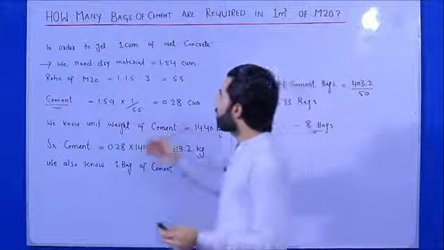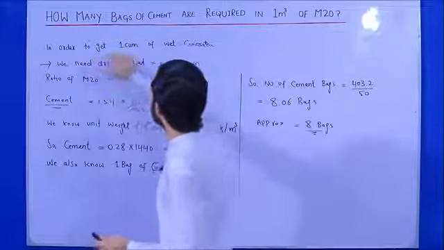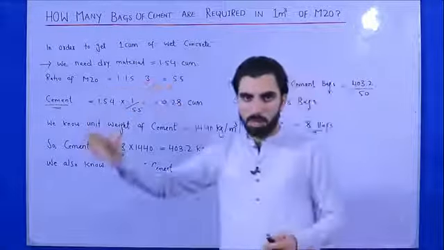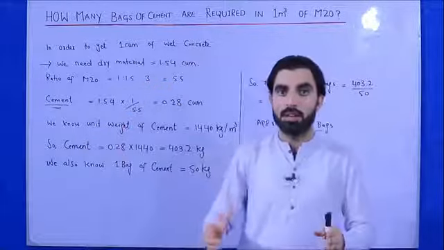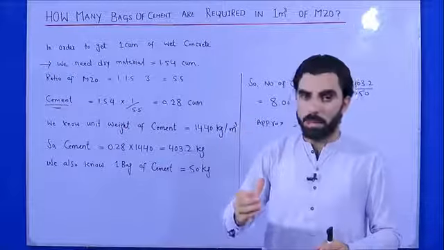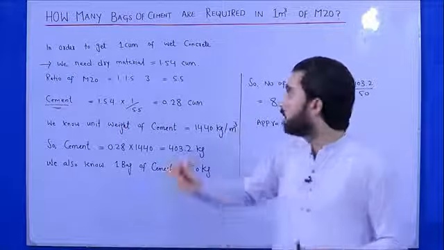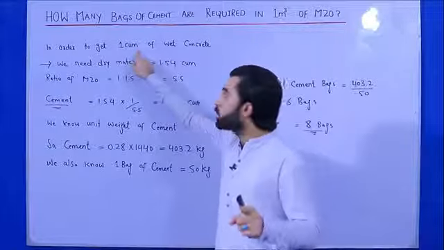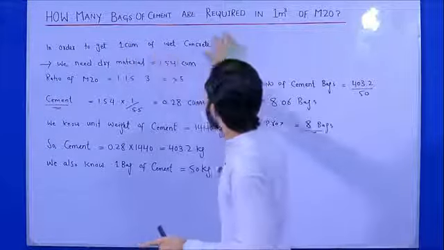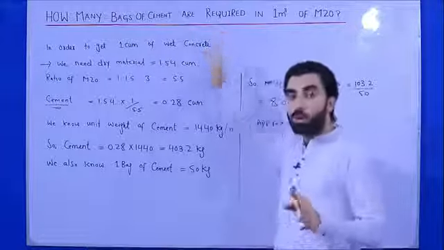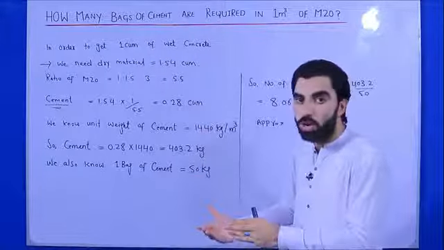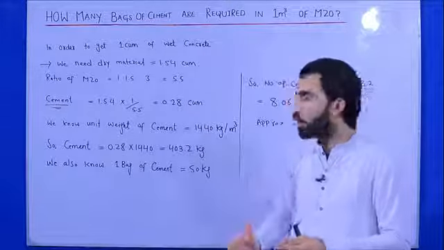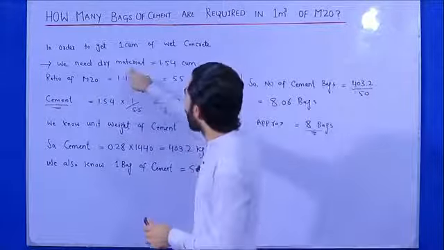So guys, suppose in order to get 1 cubic meter of wet concrete, I need to find the quantity of cement. How many bags of cement are required for 1 cubic meter M20 grade concrete? Suppose I have 1 cubic meter wet concrete. First of all, we will convert wet volume to the dry volume because we bring dry material from the market. Okay, so we need dry material.